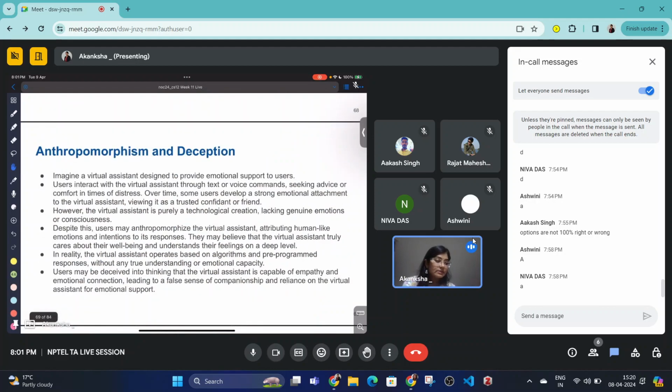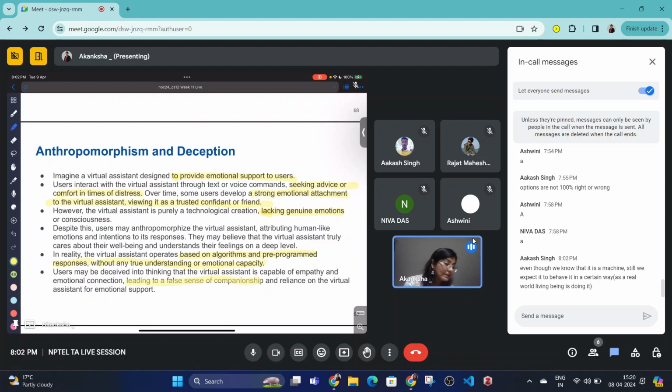So imagine a virtual assistant designed to provide emotional support to users. Users interact with that virtual agent through text or voice commands, seeking advice or comfort in times of distress. Over time, some users develop a strong emotional attachment to the virtual assistant, viewing it as a trusted friend or confidant. Now, it is a purely technological creation. It lacks genuine emotions or consciousness, but then you will feel like, oh, Sophia the robo is my friend, which is not the case, right? In reality, they're just based on algorithms and pre-programmed responses without any true understanding or emotional capability. Then it leads to a false sense of companionship and reliance on the virtual assistant for emotional support. Every time you will not even go to your actual friend, but you will run to that robo.